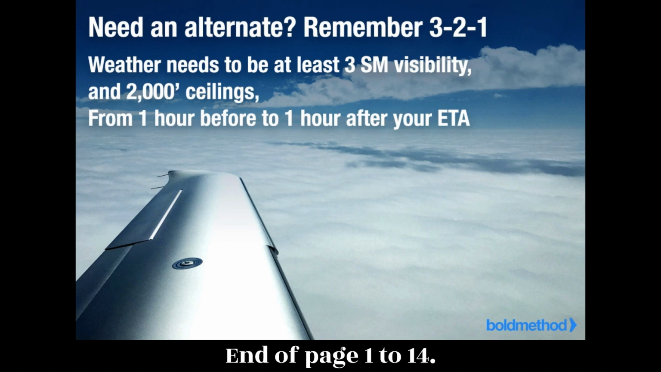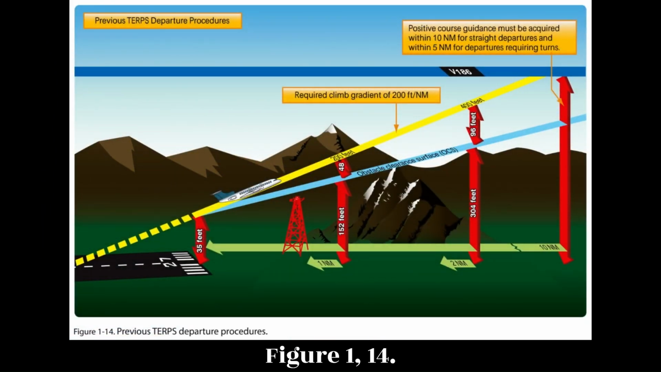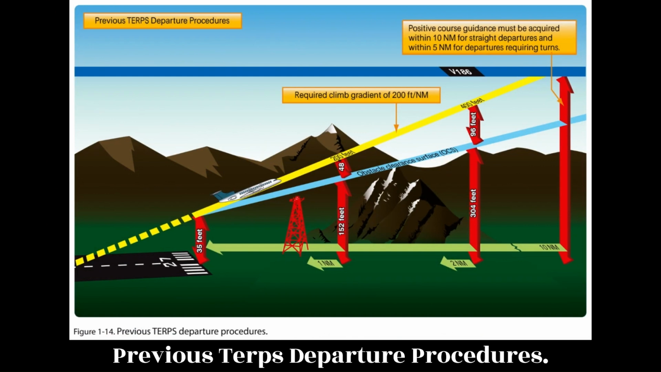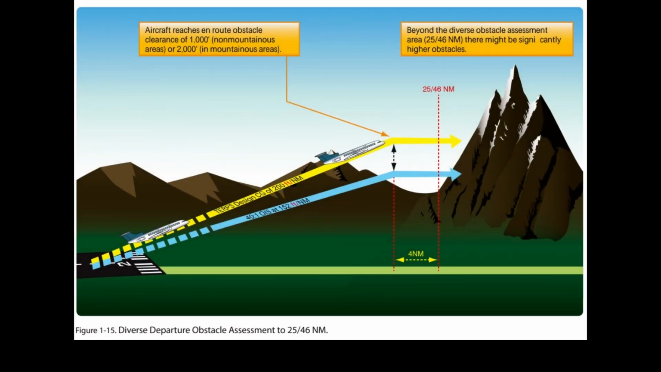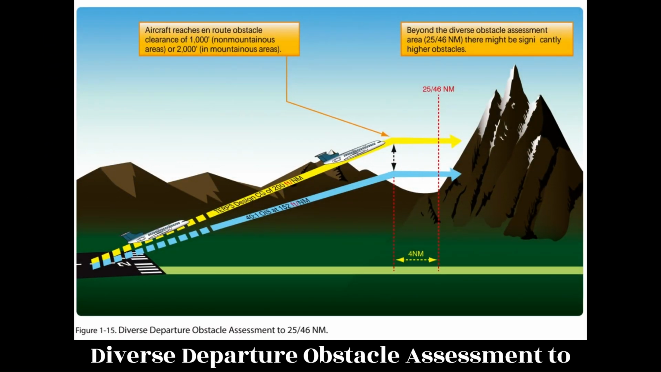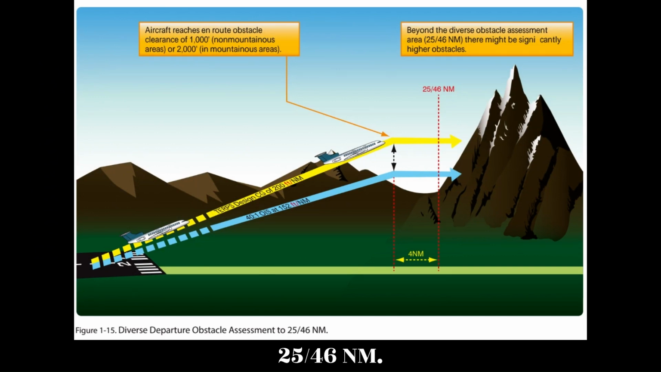End of page 1 to 14. Figure 1, 14. Previous TERPS departure procedures. Figure 1, 15. Diverse departure obstacle assessment to 25/46 nm. End of page 1 to 15.